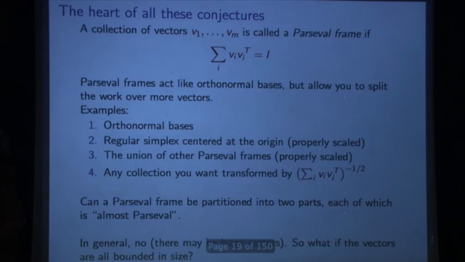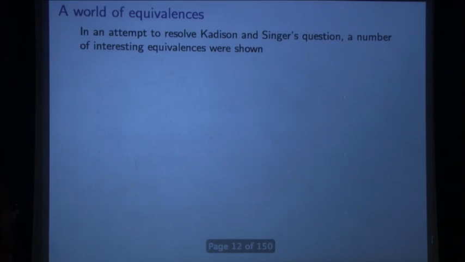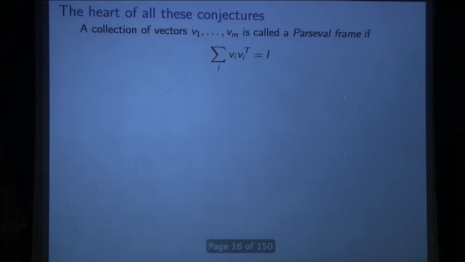There seems to be a slide missing where I actually told you what KS2 was, but let me try moving on.